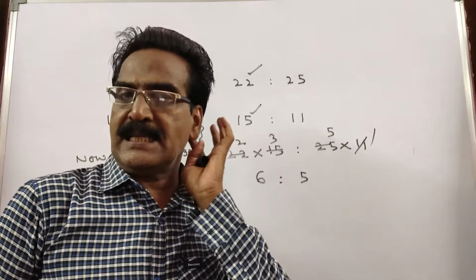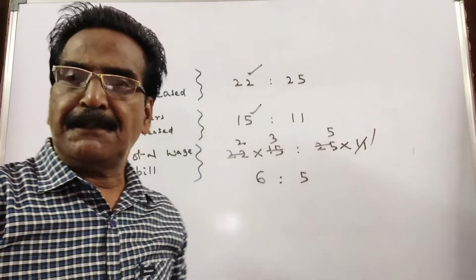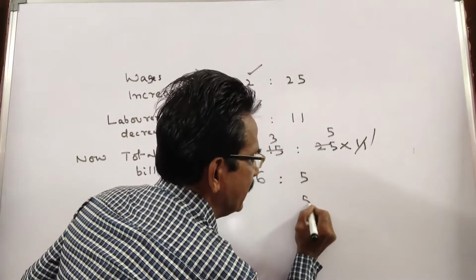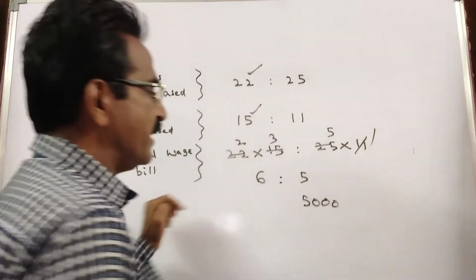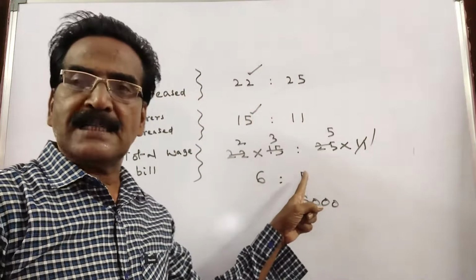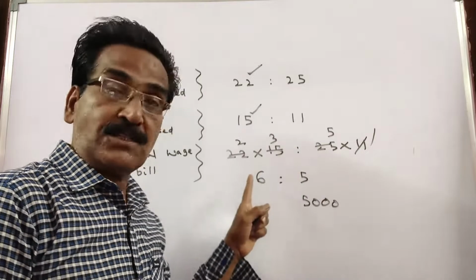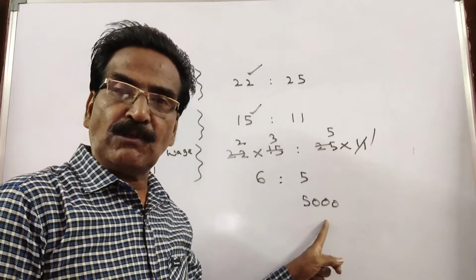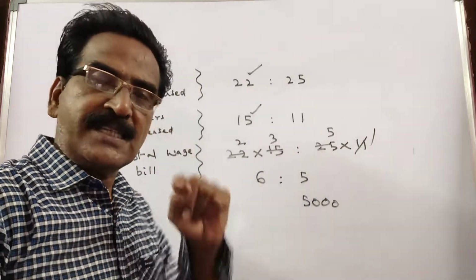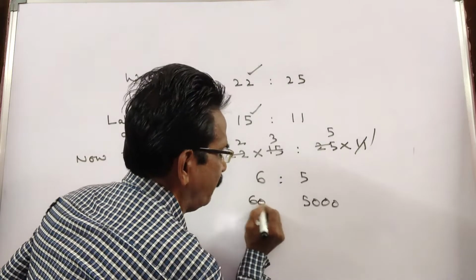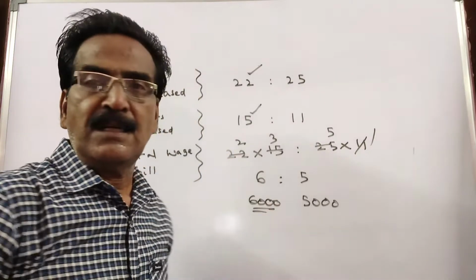See, the problem says if the present bill is 5,000, what was the original bill? So if the present bill is 5, the original bill was 6. If the present bill is 5,000, the earlier bill was 6,000. 6,000 is your answer, friends.